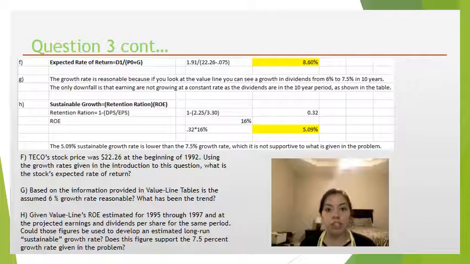So question H is asking for the sustainable growth, which is the retention ratio times the return on equity. The return on equity is given to us in the problem, which is 16%. In order to calculate the retention ratio, you take 1 minus 2.25 divided by 3.30, which is the DPS divided by the EPS, or earnings per share. And I got 0.32. Then I multiply the 0.32 times the 16%, which is given to us, like I mentioned before, and I got 5.09.